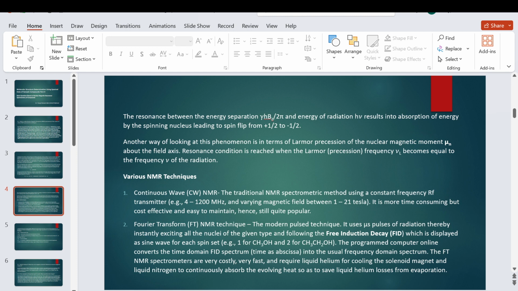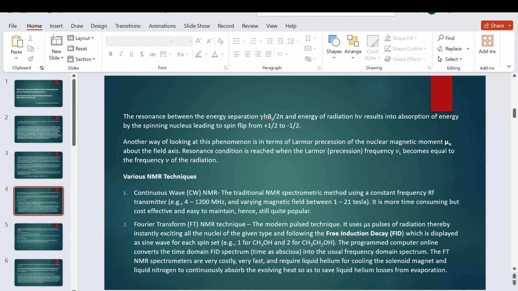The modern pulse technique. It uses microsecond pulses of radiation, thereby instantly exciting all the nuclei of the given type and following their free induction decay, which is displayed as a sine curve for each set of spin. For example, one such curve for methanol, two such curves for ethanol. The programmed computer online converts the time domain FID spectrum into usual frequency domain spectrum, with which we are familiar.